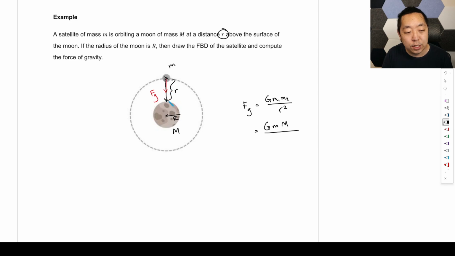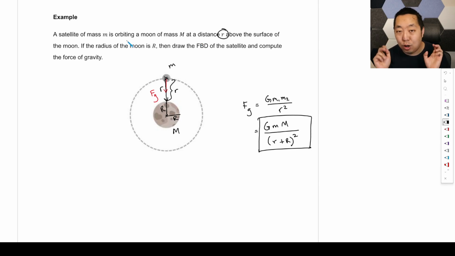Well, the distance from here to here is little r, and the distance from here to here is big R. So the distance between their centers of mass is (little r plus big R) squared, like that. Okay, so be careful. Just because they give you an r doesn't mean that's what you just plug into the formula, okay? You got to remember, this is the distance between the centers of mass.